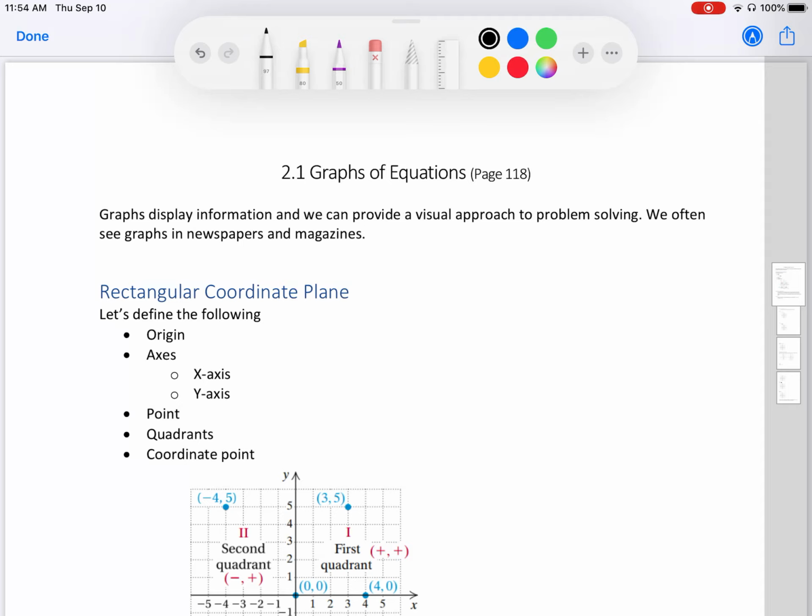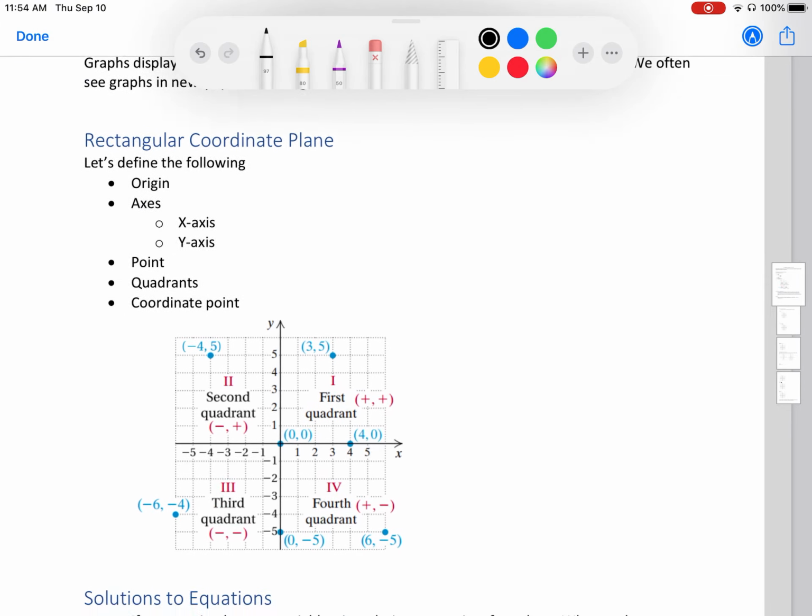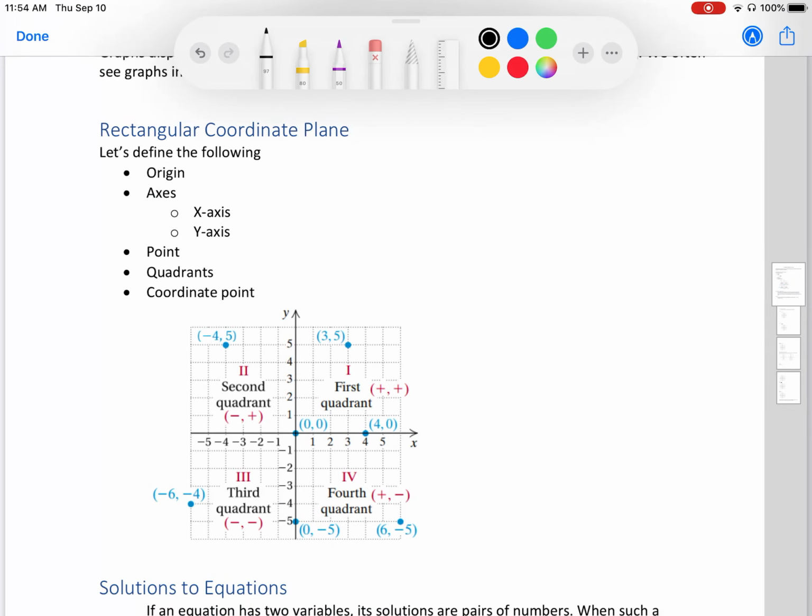Okay, to begin, let's establish some definitions about the rectangular coordinate plane. So what you see here is the rectangular coordinate plane. It's also called the Cartesian plane. I also hear it called the XY axis or plane. All of those are referring to this picture right here.